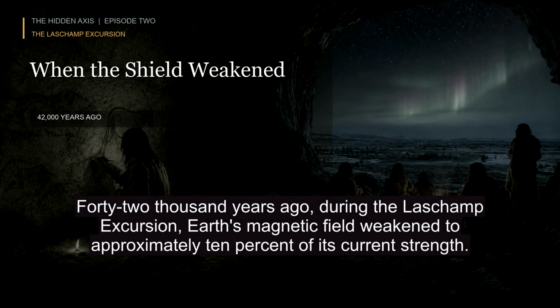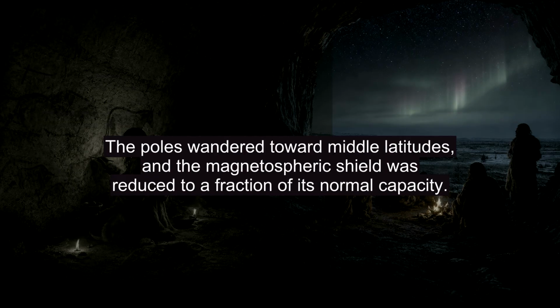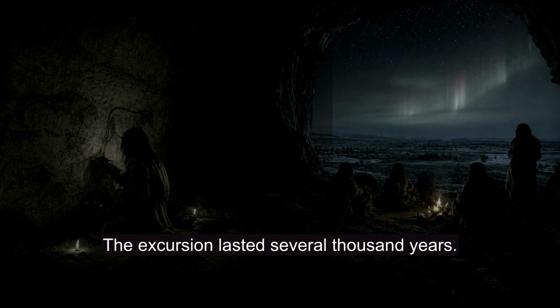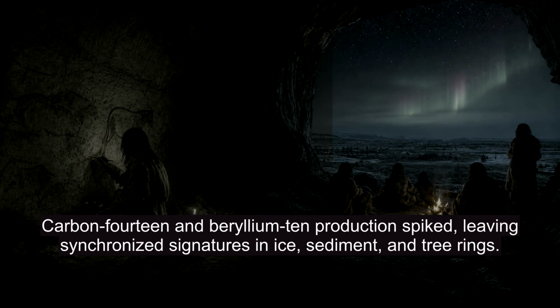42,000 years ago, during the Lost Champ excursion, Earth's magnetic field weakened to approximately 10% of its current strength. The poles wandered toward middle latitudes, and the magnetospheric shield was reduced to a fraction of its normal capacity. The excursion lasted several thousand years. At its peak, the book states that cosmic ray flux in the lower atmosphere approximately doubled. Carbon-14 and beryllium-10 production spiked, leaving synchronized signatures in ice, sediment, and tree rings.